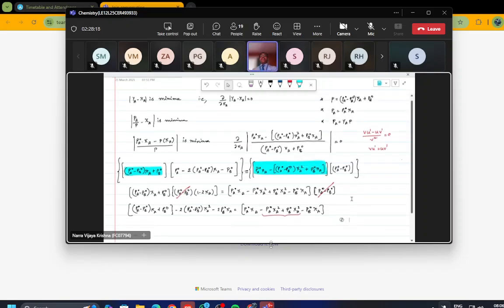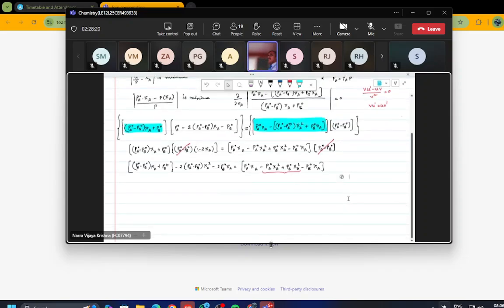Up to here, any questions? Check whether this expansion is correct or not. PA naught into XA minus PA naught square, PA naught into XA square, minus of minus plus PB naught into XA square, minus PB naught into XA, correct? So this.